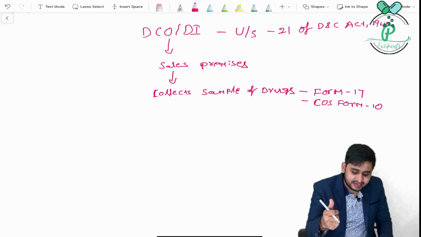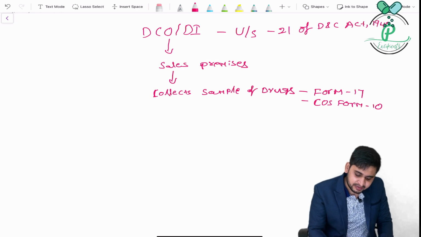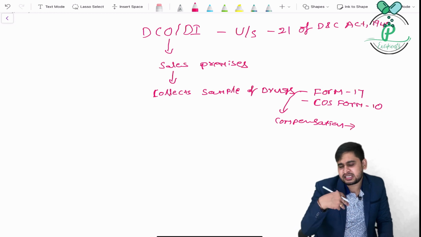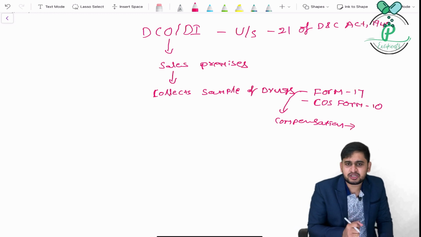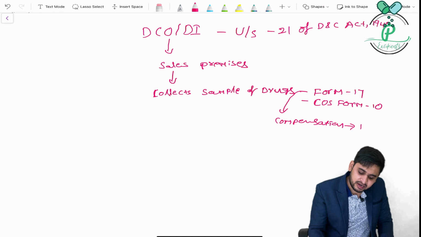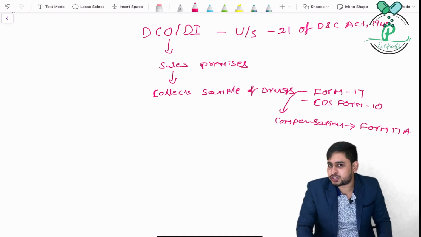So in that case, the compensation of samples would not be paid to the concerned shopkeeper since he is not holding the drug license. So in that case, Form 17A would be issued.